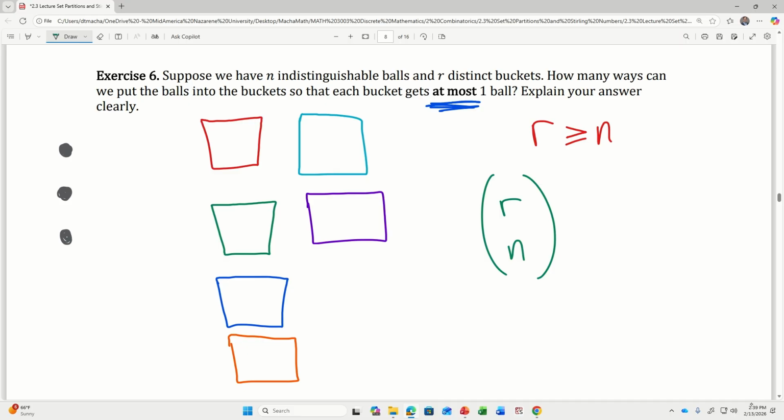I'm just thinking this is like if there's a binary string, then you'd have the buckets and how many bits you would have, and the balls would be how many are one. At most one ball means that a bucket either has one ball or none. So we are choosing which buckets get a ball, and we can only choose n buckets. So this is a matter of 6 choose 3. We choose which 3 buckets will get a ball out of the 6 buckets. So in other words, 6 choose 3, r choose n.